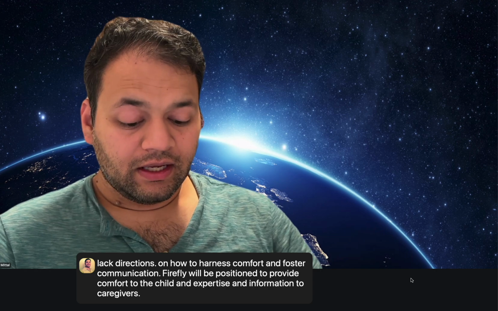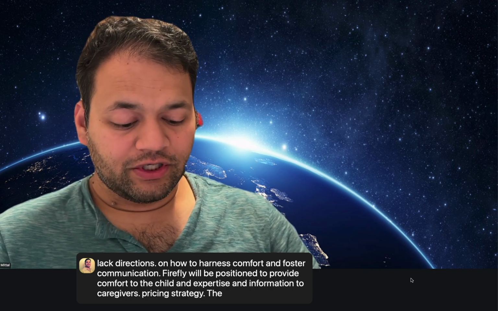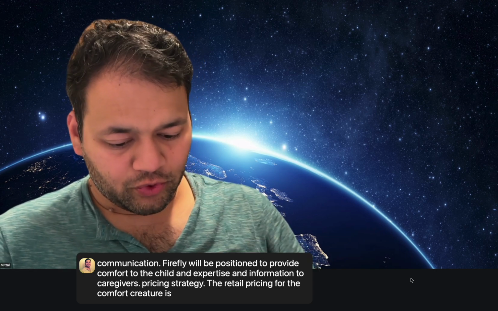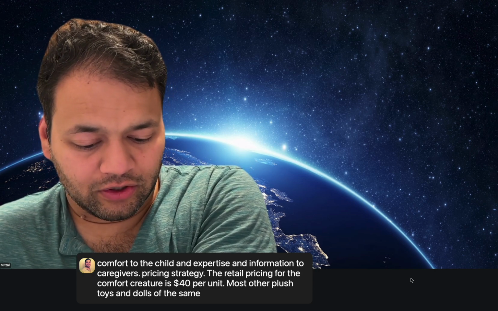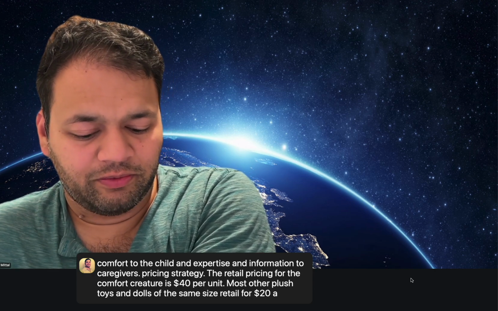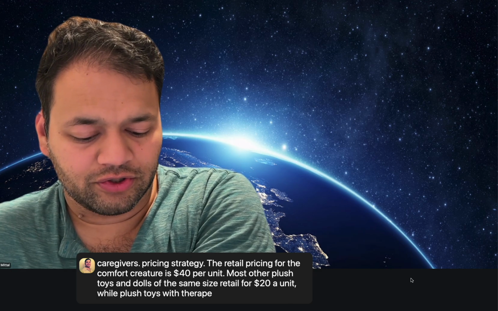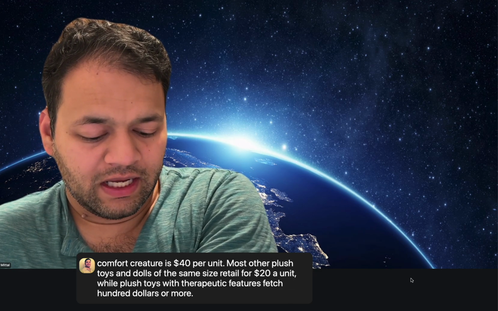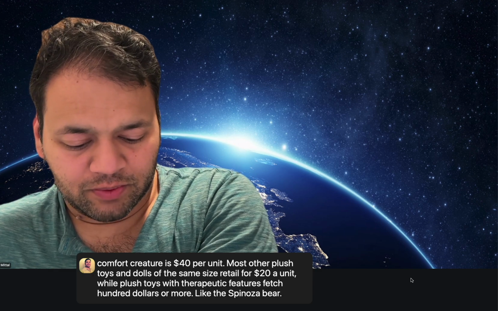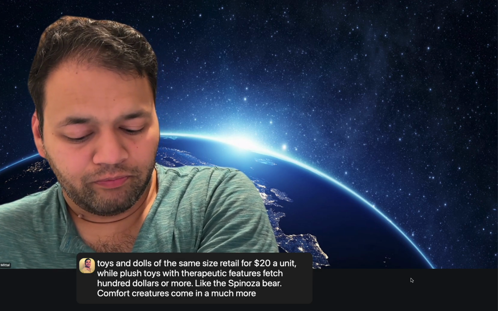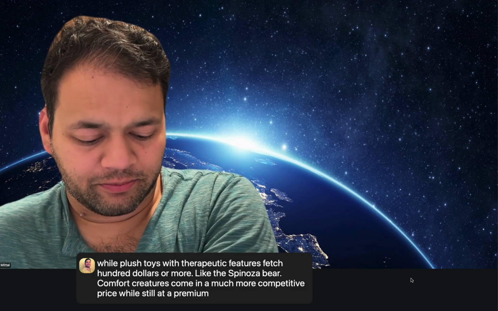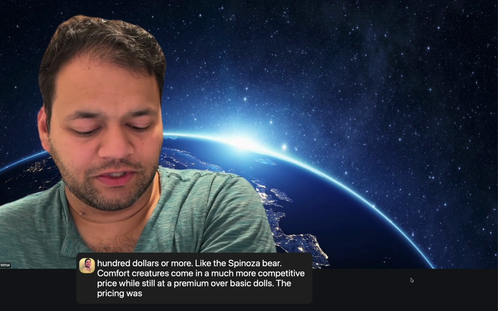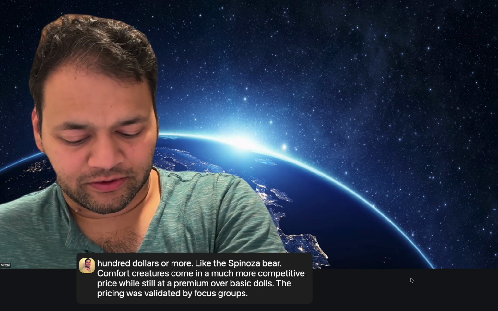Pricing strategy. The retail pricing for the comfort creature is $40 per unit. Most other plush toys and dolls of the same size retail for $20 a unit, while plush toys with therapeutic features fetch $100 or more, like the Spinoza bear. Comfort creatures come in at a much more competitive price, while still at a premium over basic dolls. The pricing was validated by focus groups and child care professionals.